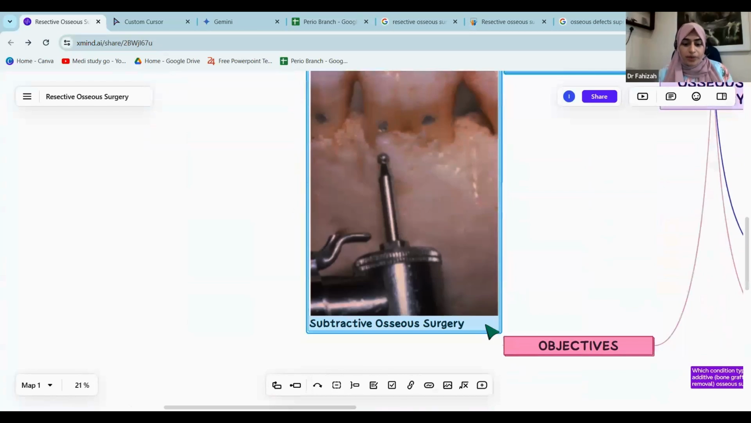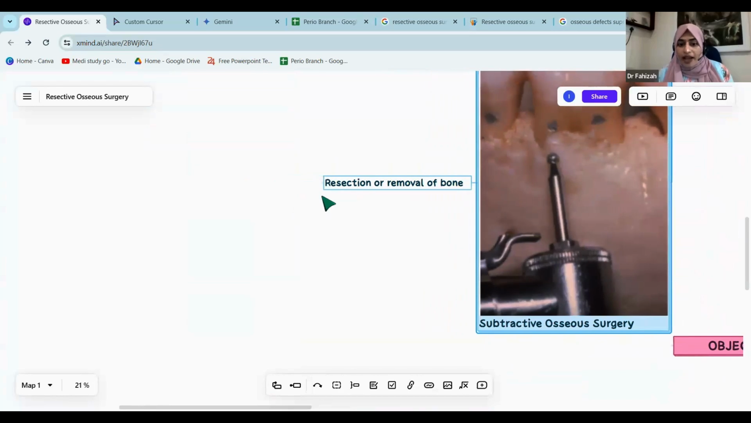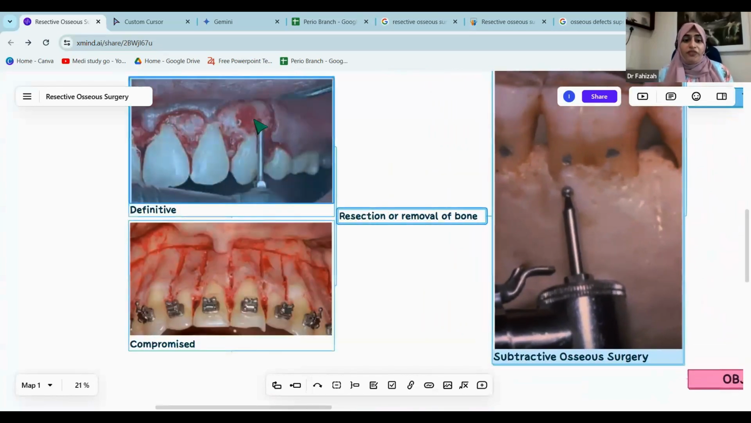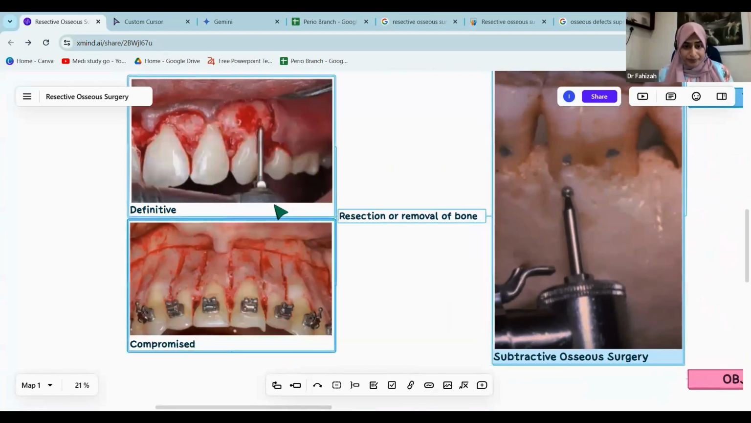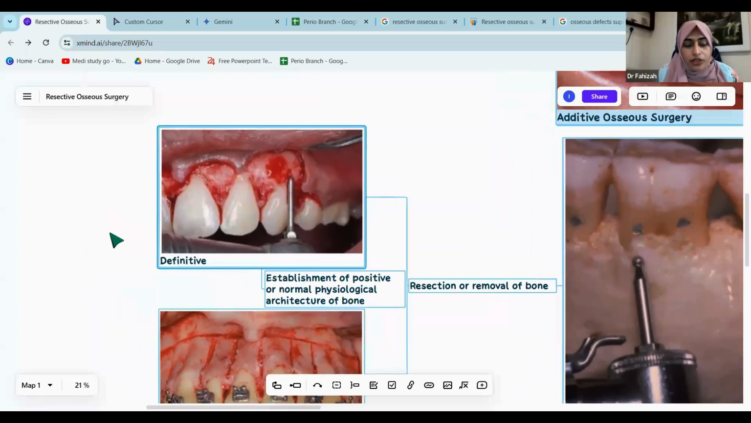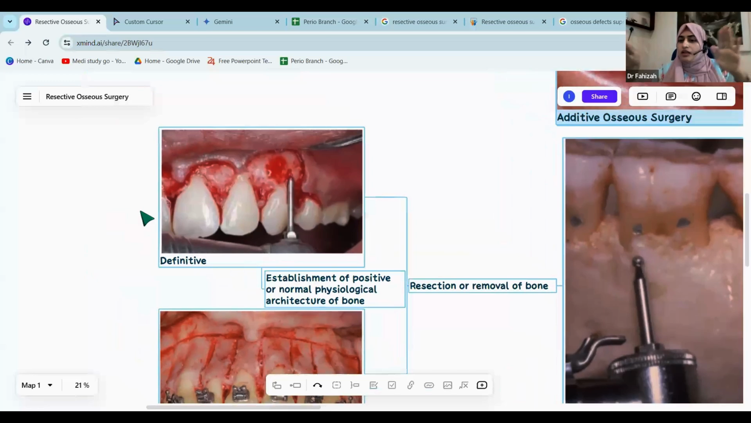Whereas subtractive osteosurgery is resection or the removal of the bone. Now, again, in subtractive osteosurgery, there are two types. You have definitive and compromised. In definitive, you're not compromising the tooth in any way. You're just doing a very minimal amount to just maintain the contour of the bone.